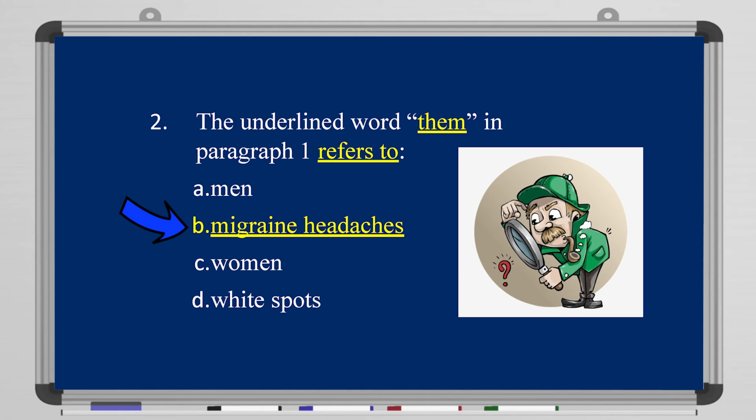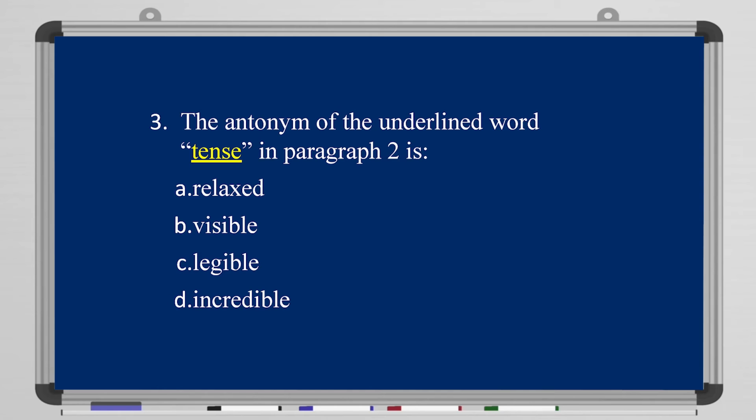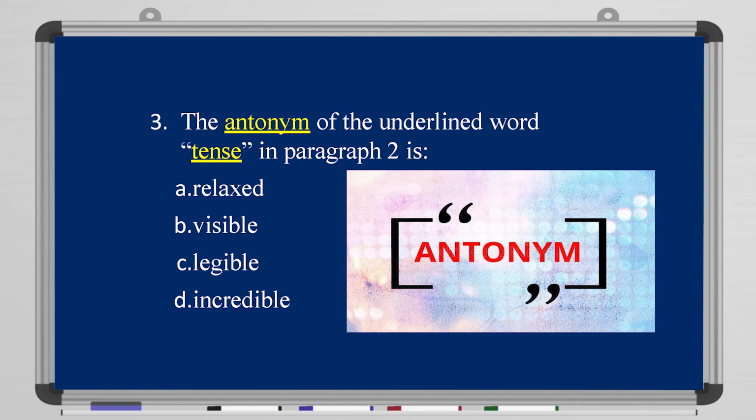Let's look at question number 3. The antonym of the underlined word "tense" in paragraph 2 is. So the key word here is antonym, and we said the antonym means the opposite. So they want the opposite of the word tense. When someone is very tense and very anxious, what is the opposite of tense? It is relaxed. Very good, excellent.